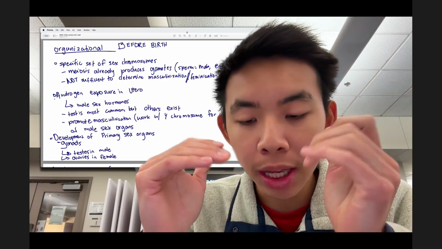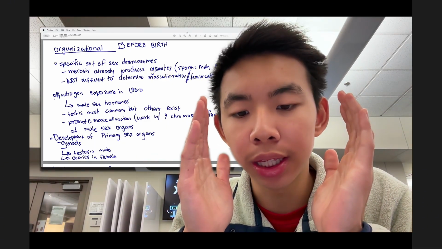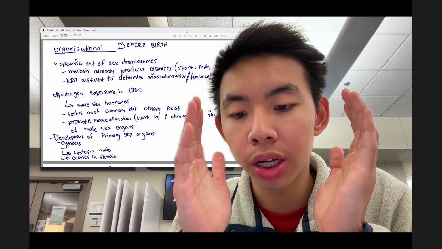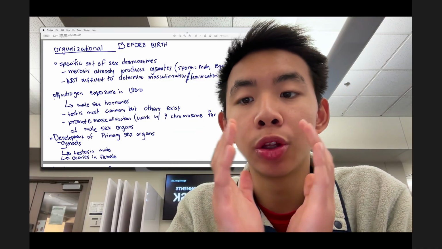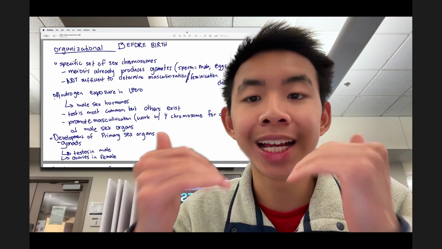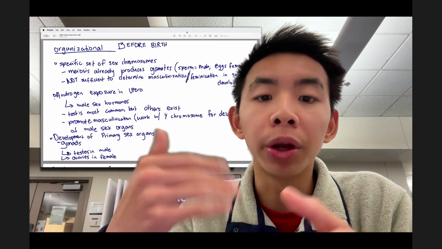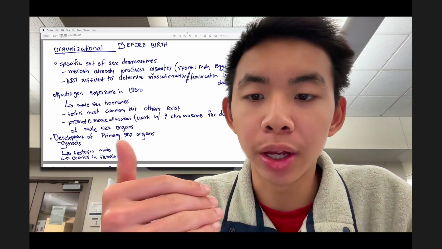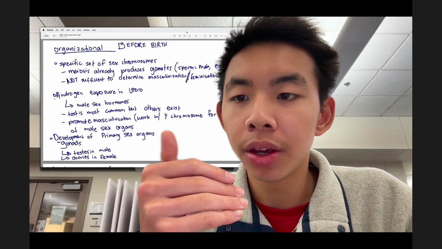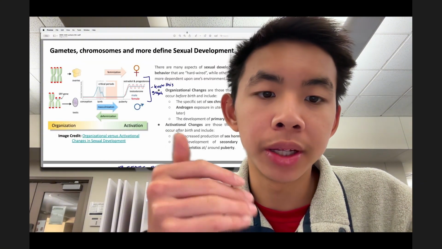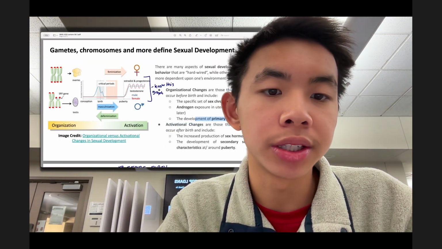And what that means is that the Y chromosome, as you guys know, is the chromosome for male development. And so this androgen exposure, these male sex hormones, are going to be working with the Y chromosome for development of the male sex organs, and also development of the primary sex organs.